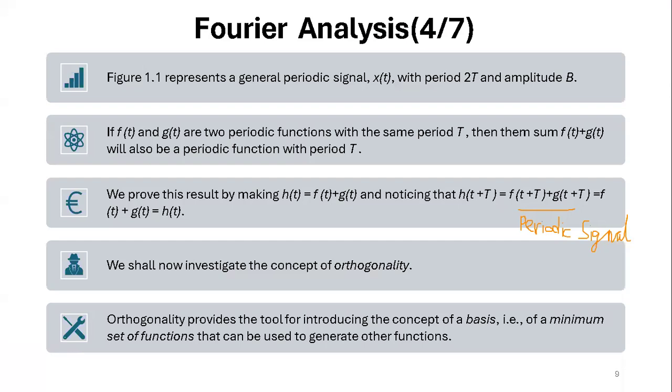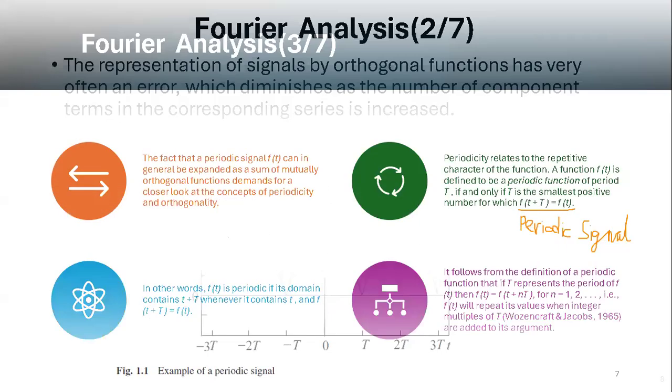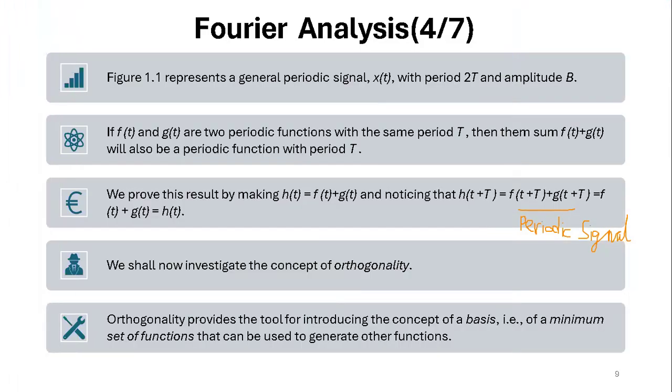Now, the figure represents a periodic signal x of t with period T and amplitude A. This figure is already mentioned here; it is telling about linearity. If f of t and g of t are two periodic functions with the same period T, then the sum f of t plus g of t is also a periodic function with period T. The very interesting point is here.